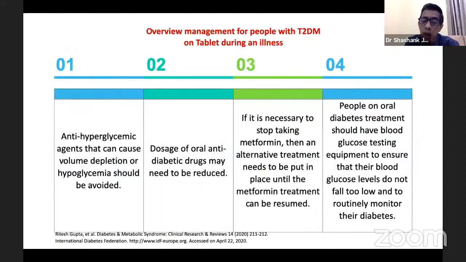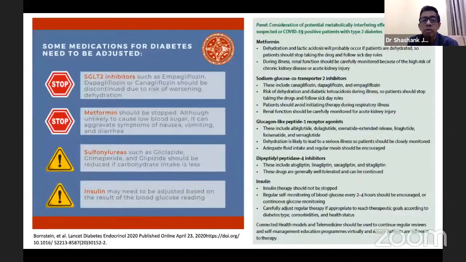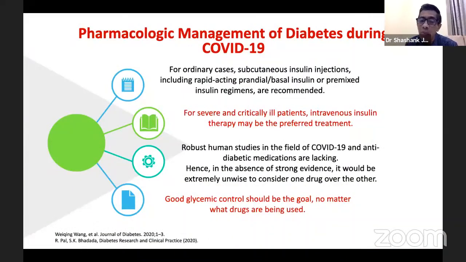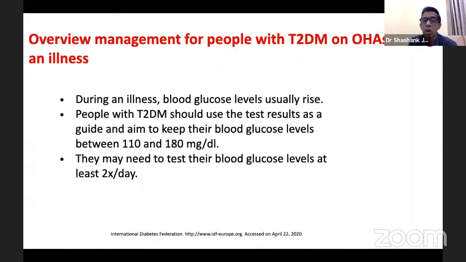So obviously we need to avoid anti-hyperglycemic agents in hospitals which will cause volume depletion and hypoglycemia. We may need to downgrade the doses of anti-diabetic drugs. We sometimes may need to stop metformin if needed. That's why different authorities came with different guidelines. Like there is a strict no-no in hospitals for SGLT2 inhibitors and metformin. For sulfonylureas and insulin, a lot of caution has to be exercised, and monitoring for hypoglycemia is needed. In ordinary cases, subcutaneous insulins are recommended. In severe cases, IV insulin is recommended. Good glycemic control is in order.